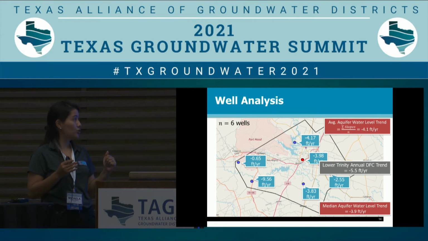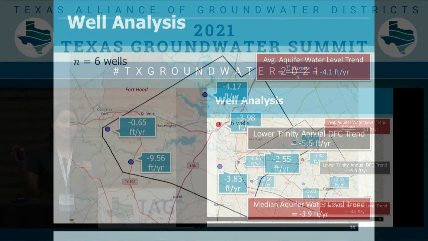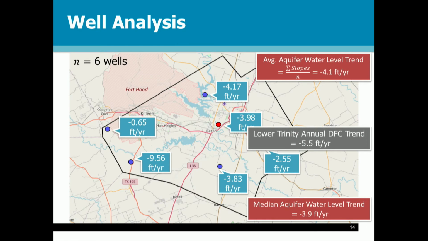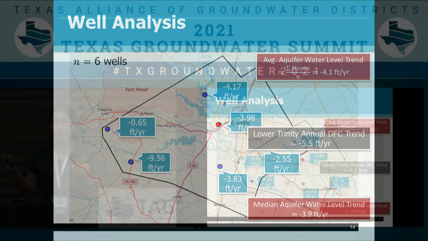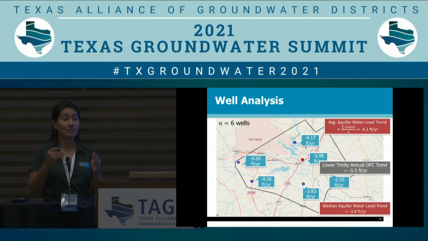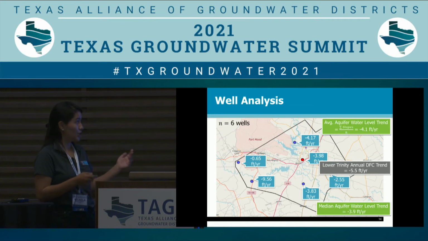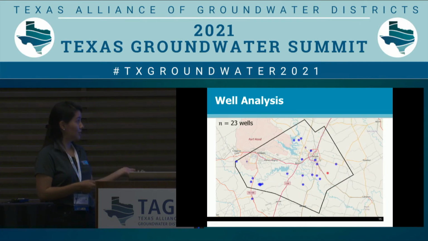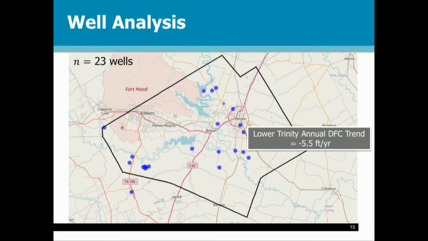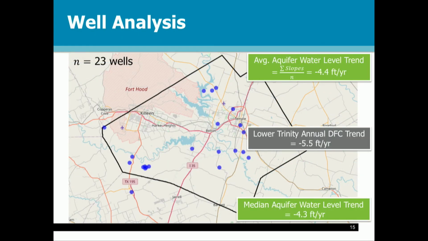And we can compare those to what the annual DFC trend is, which in this case is negative 5.5 feet per year. As you can see, both our average and median aquifer water level trends are suggesting that we might meet the DFC if we continue at this pace, since it's declining at a slower rate than what the DFC indicates. So that's good. Now let's do the same analysis with all the wells that are currently in the Lower Trinity. And again, the Lower Trinity seems like it's going to meet the DFC based on the available data.